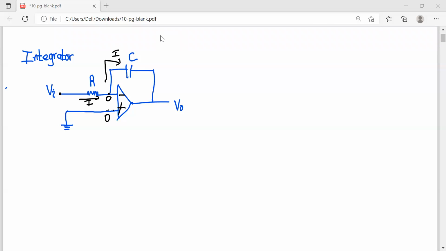Now we can directly write the equations. If you use Ohm's law for this resistor, you can write that the voltage difference Vi minus 0 is equal to I into R. Now let's move on to the capacitor and write the equation. For the capacitor, we have learned that Q is equal to CV. Q is the charge across the capacitor, C is the capacitance of the capacitor, and V is the voltage across the capacitor.